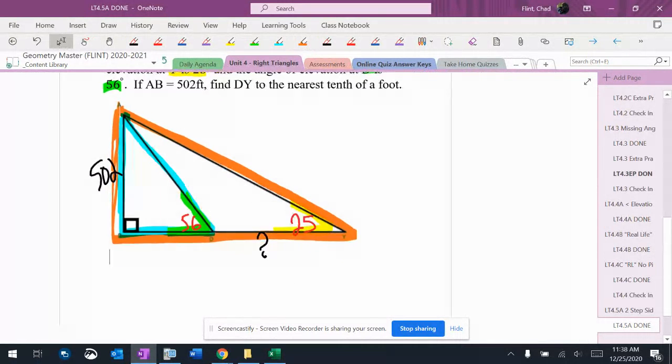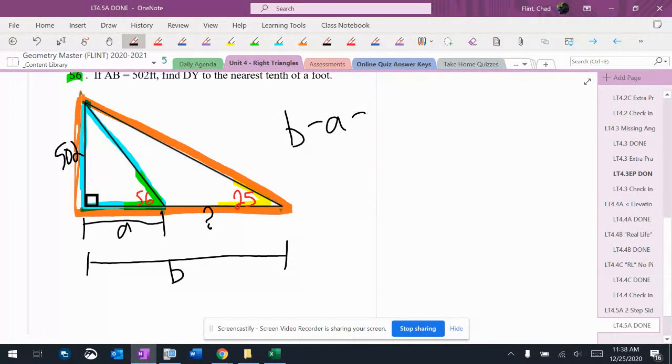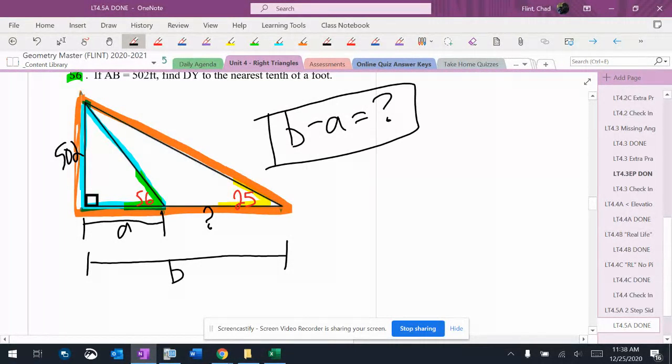So what am I going to figure out from these to be left with the question mark? Well, I'm going to find this, call it A. And then I'm going to find this, and I'll call it B. I'm going to find those two sides, and then I'm going to do B minus A, and that's going to give me the question mark. So there's my plan. I'm going to find B, find A, and then get the question mark spot.